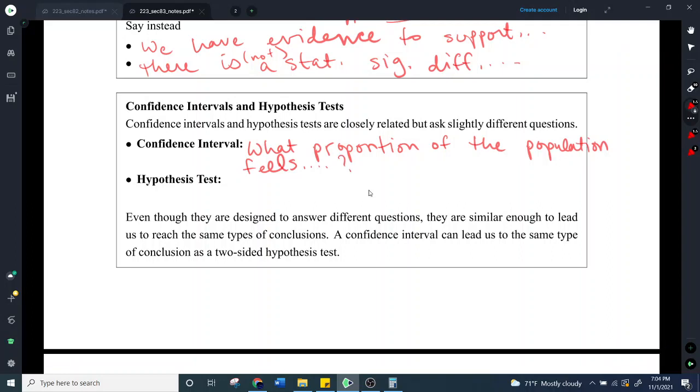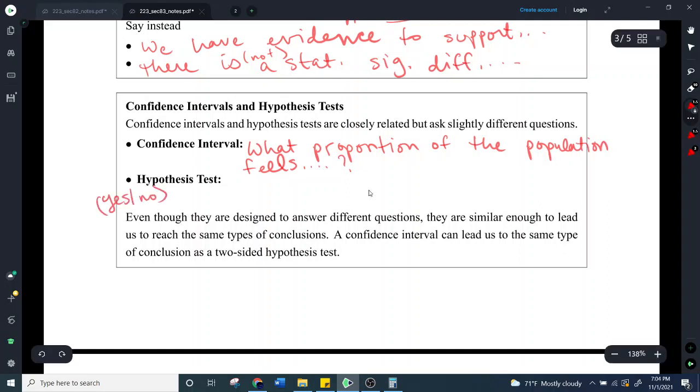In your projects, this is what I had you guys do a couple weeks ago. You came up with a research question based on your survey, and the question you came up with was, what proportion of all Flagler College students feel blah, blah, blah, whatever question you decided to use. To answer that, you're going to create a confidence interval. And that's going to give us a bound of what we think is true or what we think is the actual population proportion.